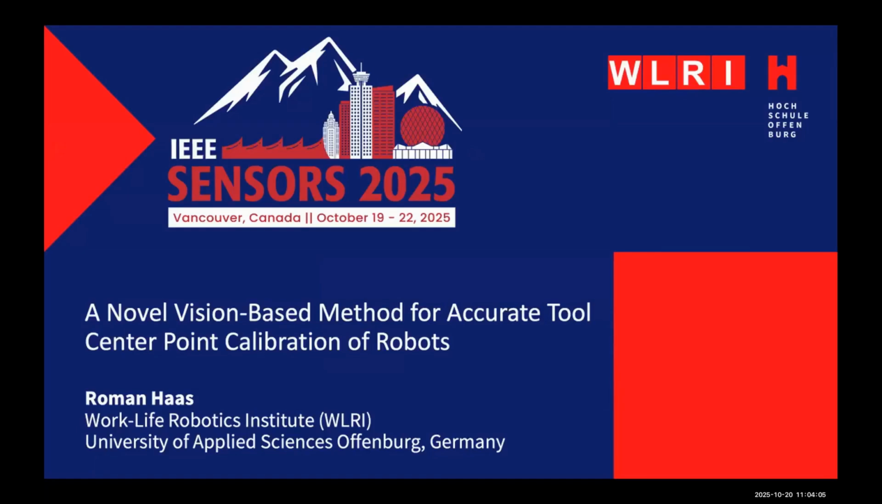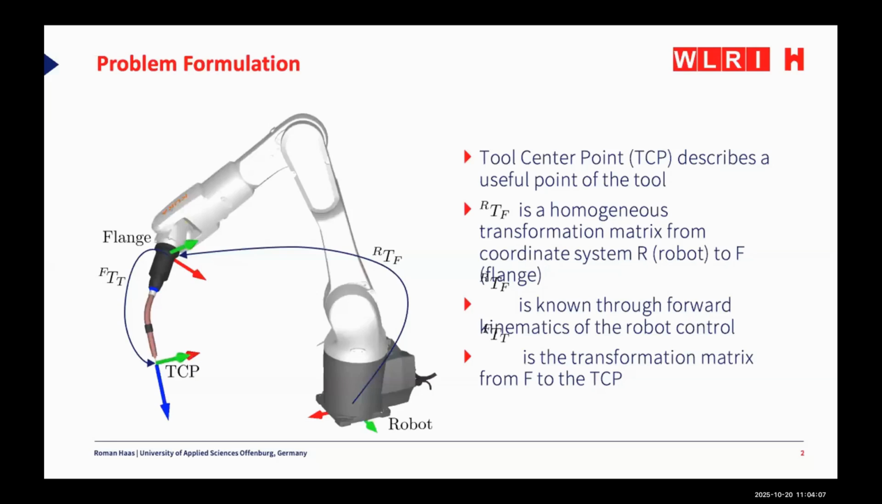It's about tool center point calibration of robots. So this is the problem in industry, for example. Tool center point, or TCP, describes a useful point for the robot. For example, we have the welding gun on the robot, the tip of the welding gun. So this is a useful point for the robot operator, so we can program with the TCP according to the part, for example, that he wants to manipulate.